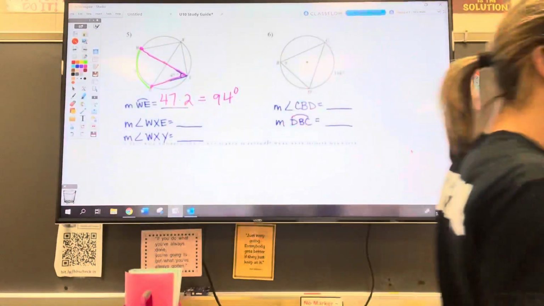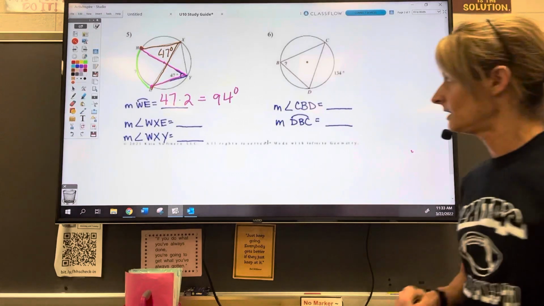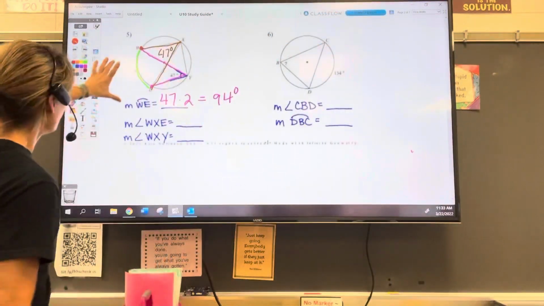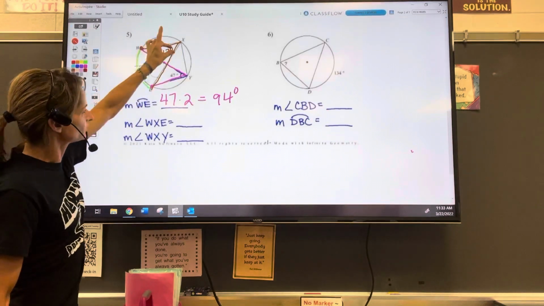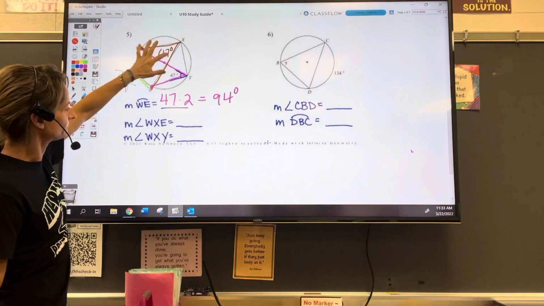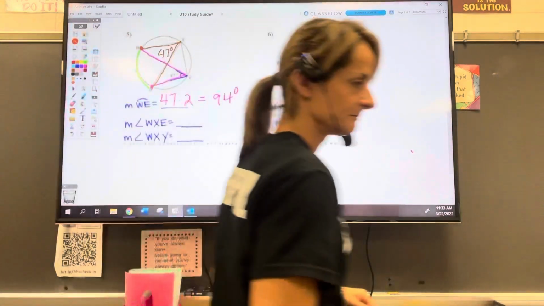Let me draw that in. It's across from the same arc. This arc is across from this inscribed angle. They're the same. So the measure of angle WXE is 47 degrees.